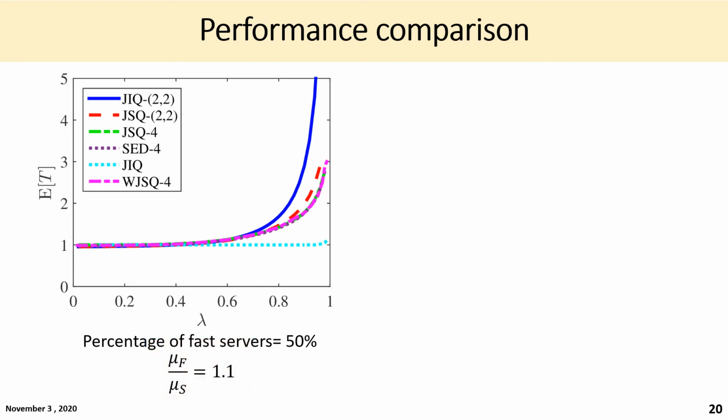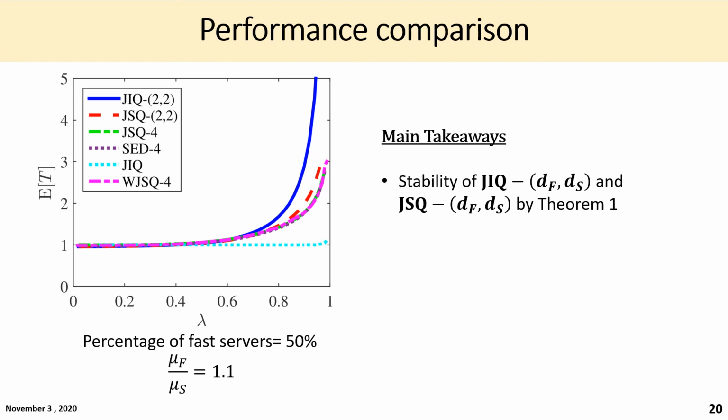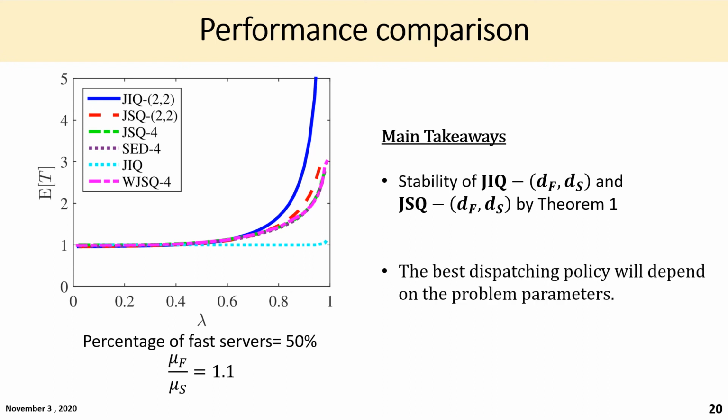The main takeaway of our numerical results are: our proposed policy guarantees stability whenever the arrival rate to the system is lower than the system's job processing rate, which is not true for many policies in literature. The best dispatching policy will depend on the problem parameters being addressed.